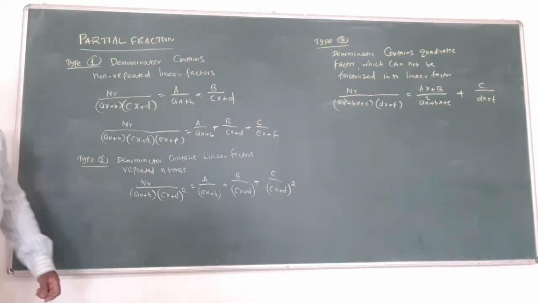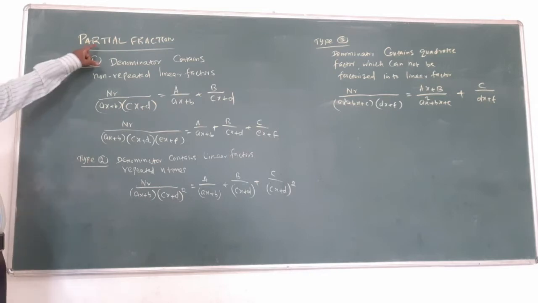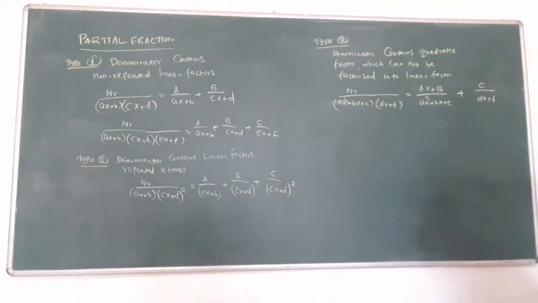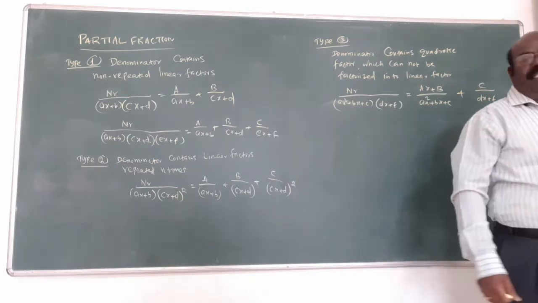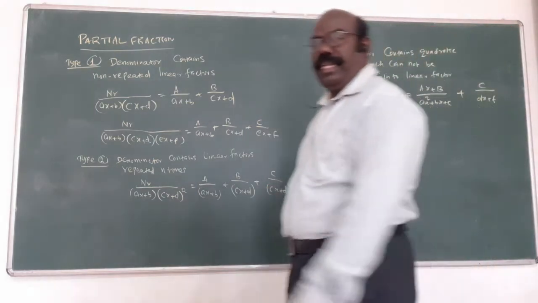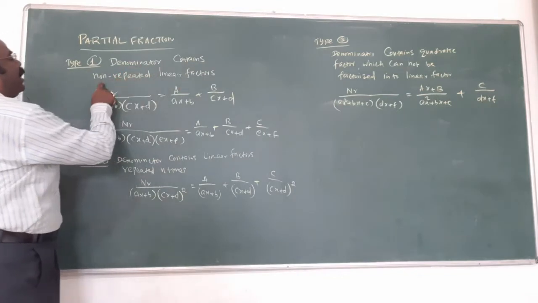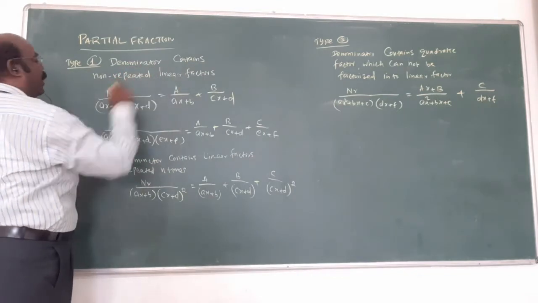This is partial fraction. This is called partial fraction, algebra, first exercise. We have three models of that. Denominator contains non-repeated linear factors.